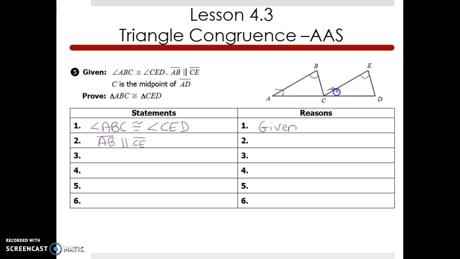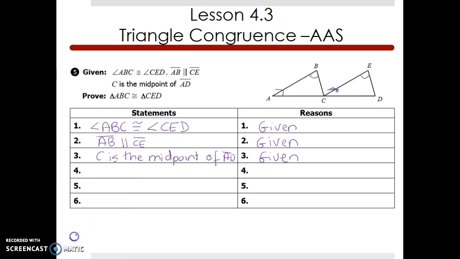Whenever we have parallel lines, we have to use alternate interior, alternate exterior, corresponding angles. Make sure you know to use those relationships. So that's given too. And we have our last one, C is the midpoint of AD. Given.